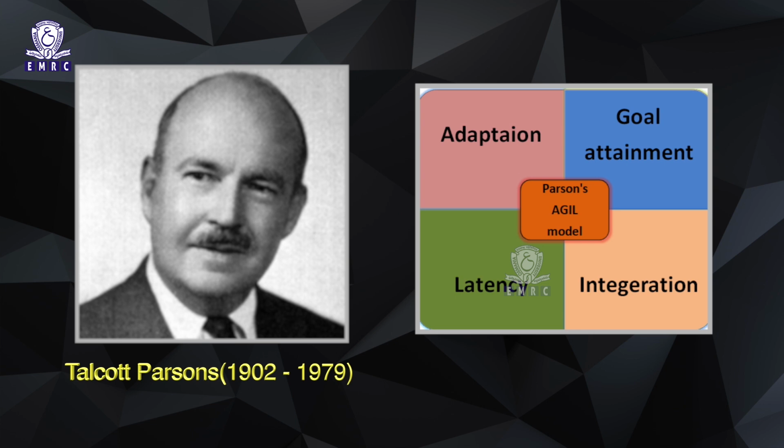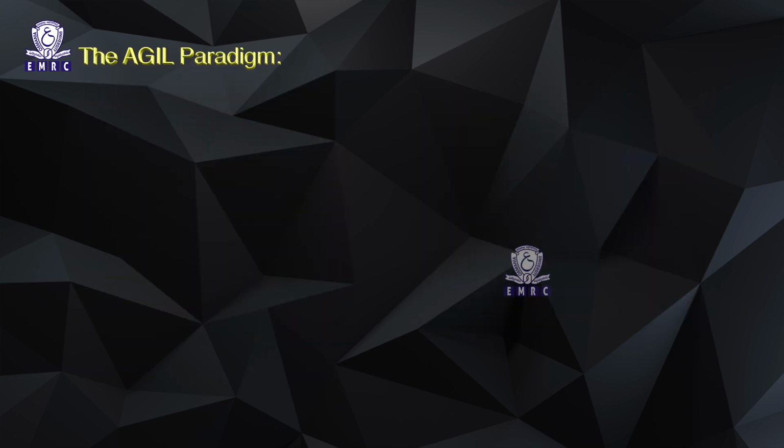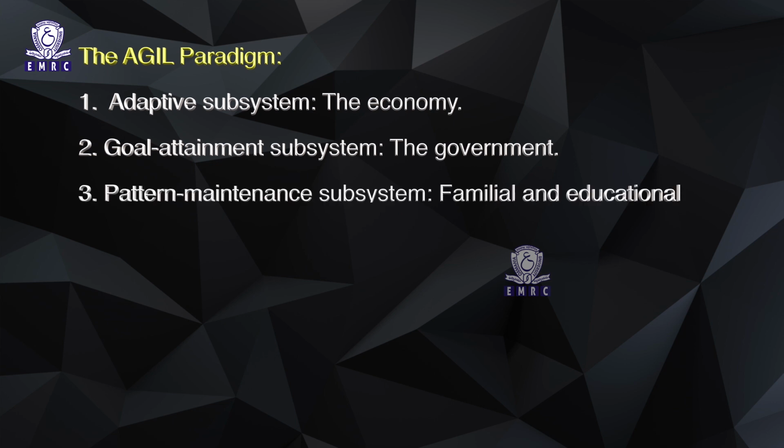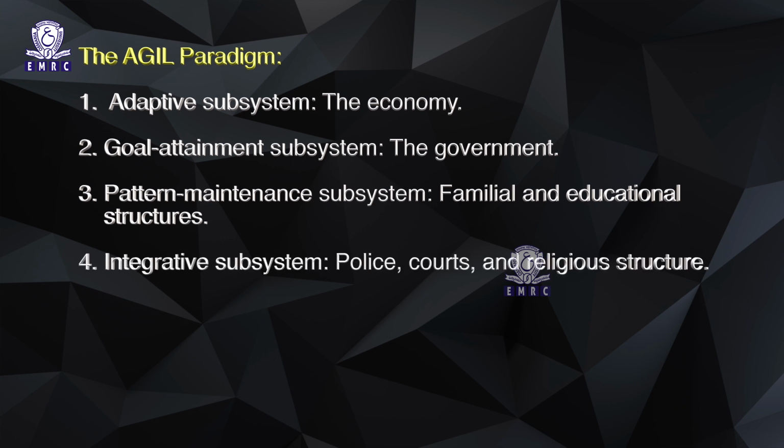According to him, to perform the functional prerequisites outlined in the AGIL paradigm, a given society has four major subsystems comprising people and facilities. One, the adaptive subsystem, which is the economy. Two, the goal attainment subsystem, which is the government. Three, the pattern maintenance subsystem, which is usually handled by the familial and educational structures. The fourth one, the integrative subsystem, which is carried on by the police, courts and religious structures.